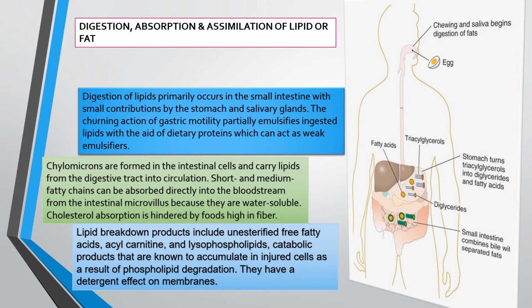Now see the diagram. In this diagram, you see the first step is chewing and saliva begins digestion of fat. That is, suppose egg, because egg is fat obviously, so that's why they have given egg as the example. Second one, you can see the stomach turns triacylglycerols or glycerols into diglycerides and fatty acid by acylglycerols. Please pronounce these enzymes properly. Now, in the next step, the small intestine combines bile with separated fats.